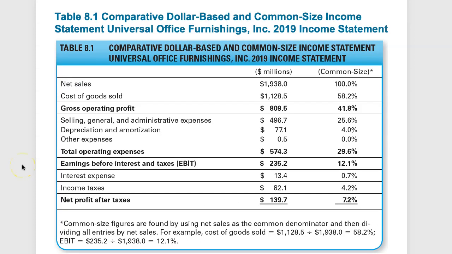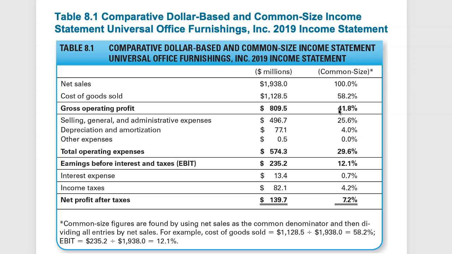Okay, so here's a look at a common size income statement. What we're doing is taking sales and dividing by sales. So sales divided by sales is 100%. Cost of goods sold divided by sales is 58%. That means for every dollar in sales, we're paying 58 cents in costs, which means that 41 cents is going to be operating profits.